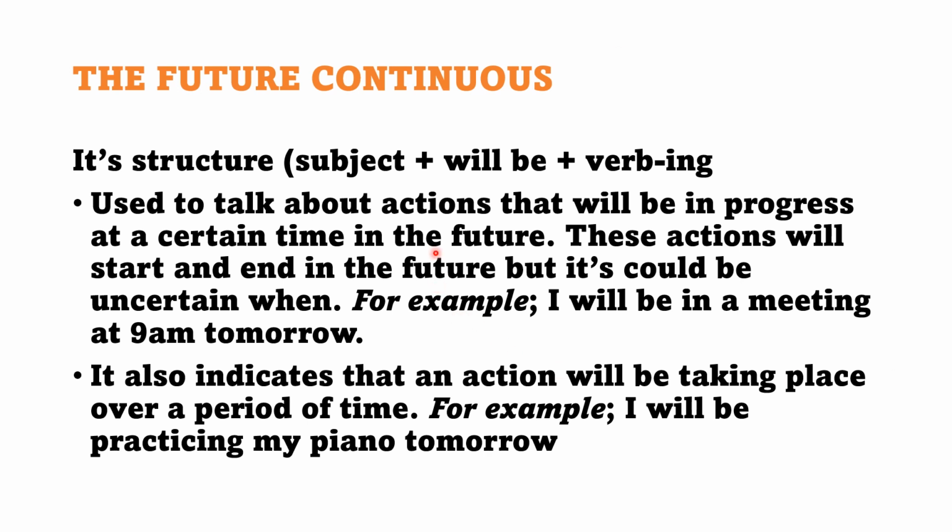Then the future continuous is structured with the subject plus will be plus verb-ing. It is used to talk about actions that will be in progress at a certain time in the future. These actions will start and end in the future, but it could be uncertain when. For example, I will be in a meeting at 9 a.m. tomorrow. It also indicates that an action will be taking place over a period of time. For example, I will be practicing my piano tomorrow.